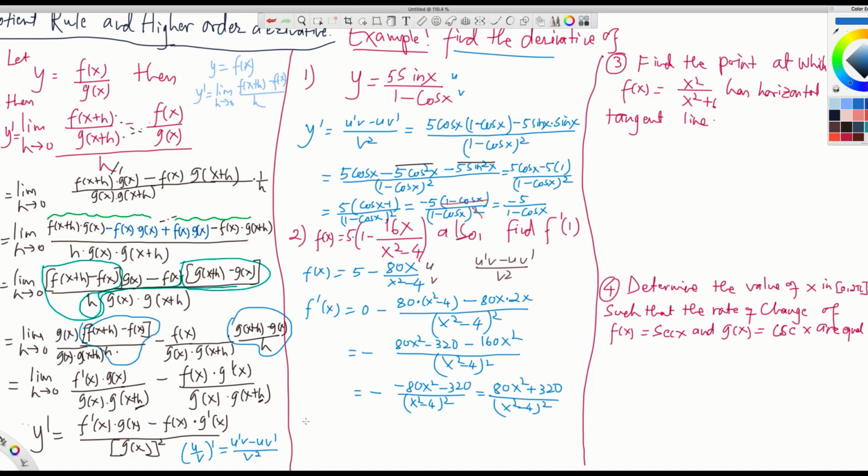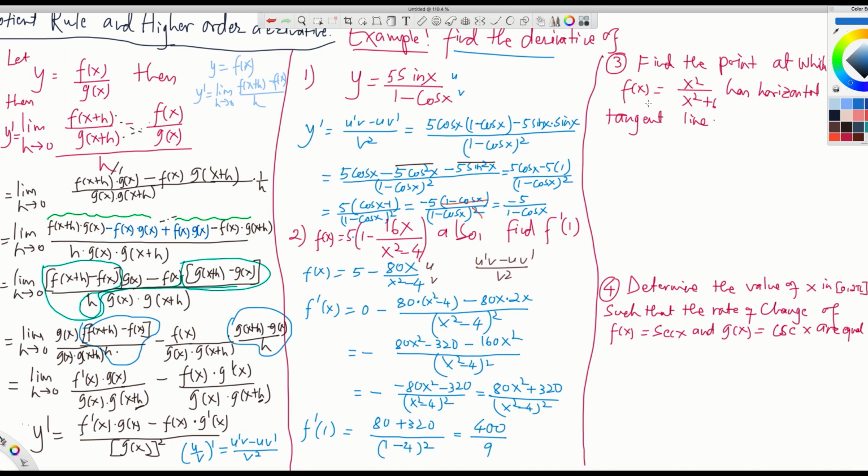Now I want to find out f prime of 1, meaning I want to replace x by 1. So you'll get 80 plus 320, because 80 times 1 squared is just 80, right? And divide by 1 minus 4 squared, because 1 squared is 1, right? So 400 over, 1 minus 4 is negative 3. The square of negative 3 is positive 9. That is the final answer. Okay, so 400 over 9 is the derivative, or basically it is the slope at the point x equals 1. So how about this problem?